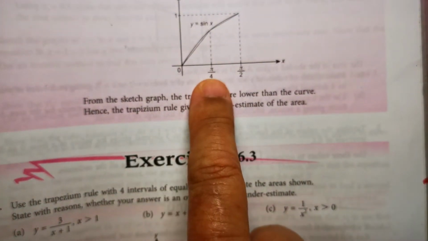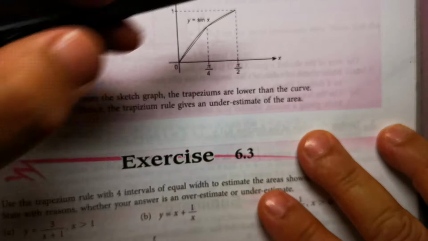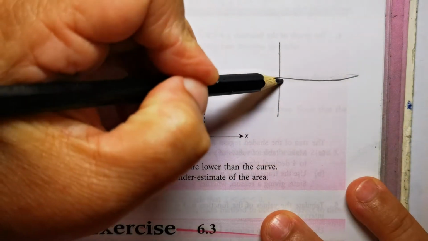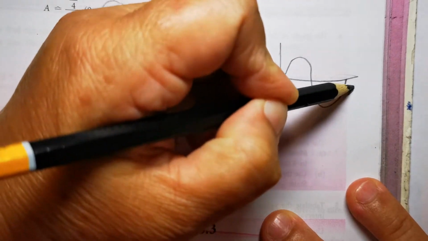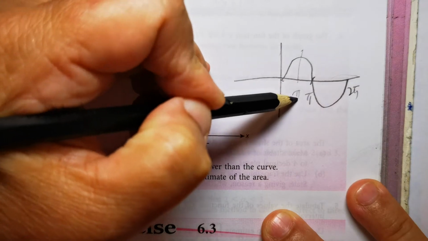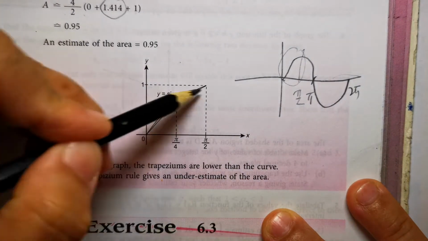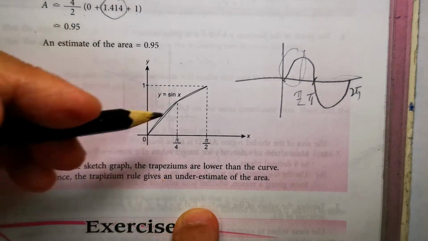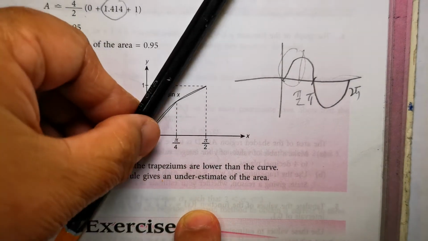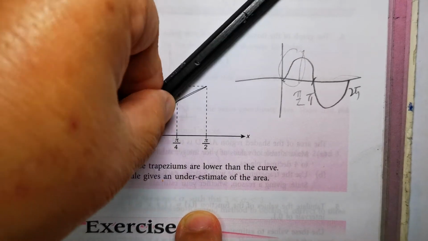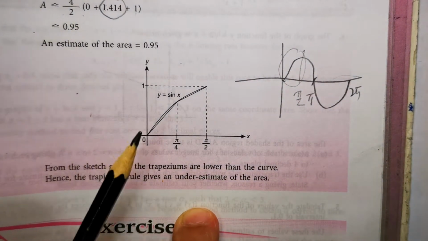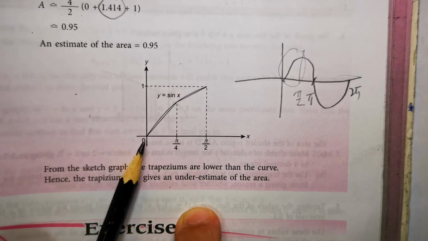Then we sketch a graph for sine. The graph for sine is like this, right? This is 2 pi, this is pi, so pi over 2 is here. So they sketch this part only. It is very clear that this is a concave downwards graph, because the gradient is decreasing from very steep to more horizontal. The gradient of the tangent is decreasing. Therefore, it is concave downwards.